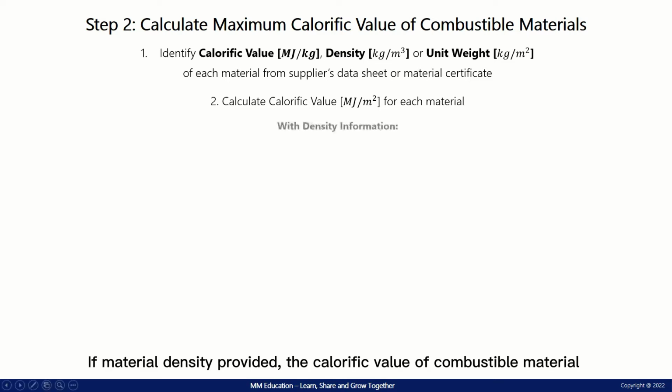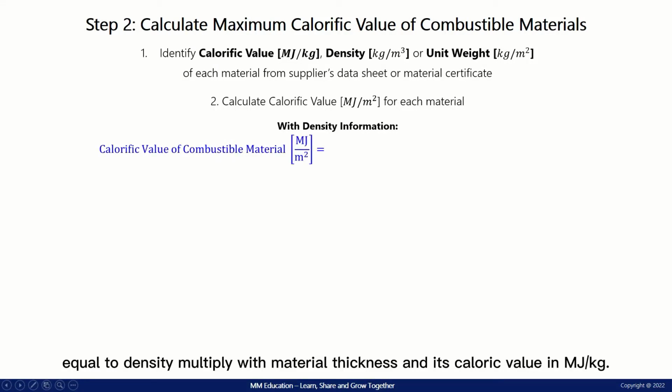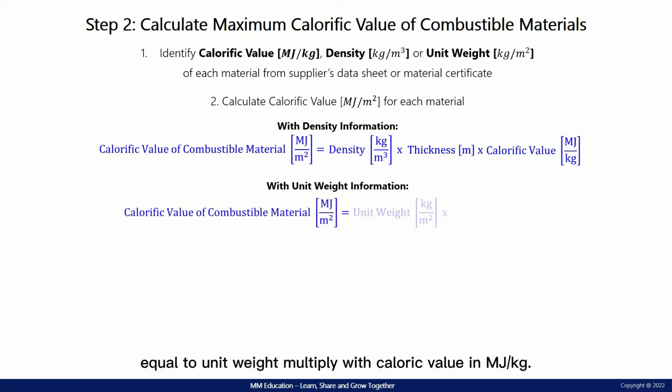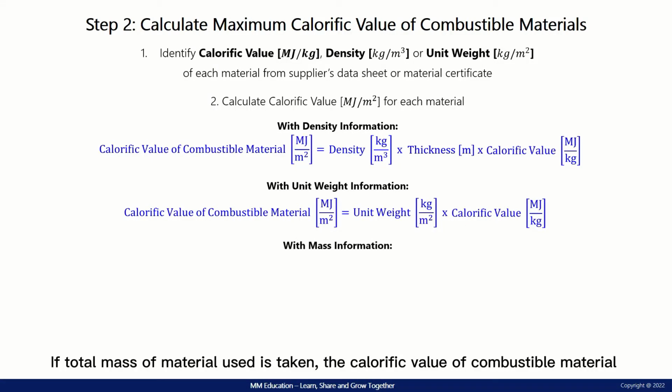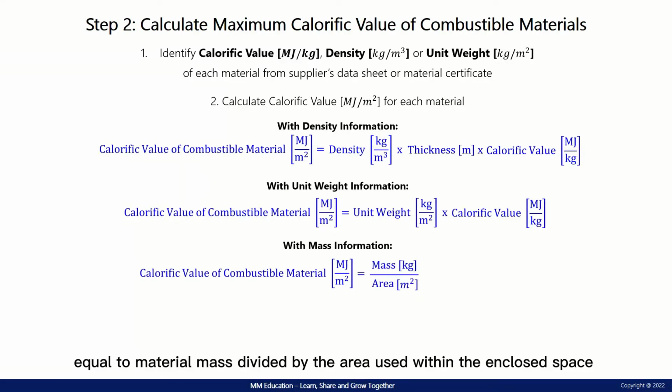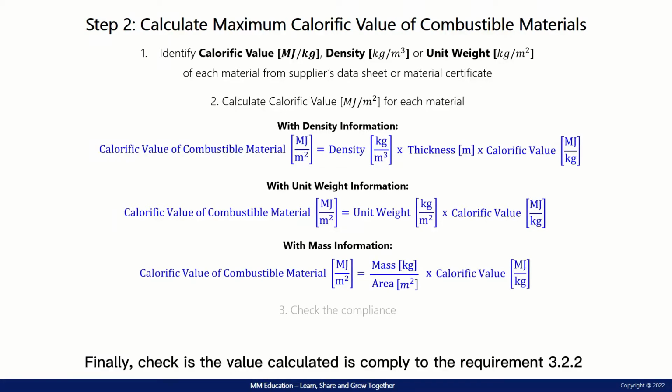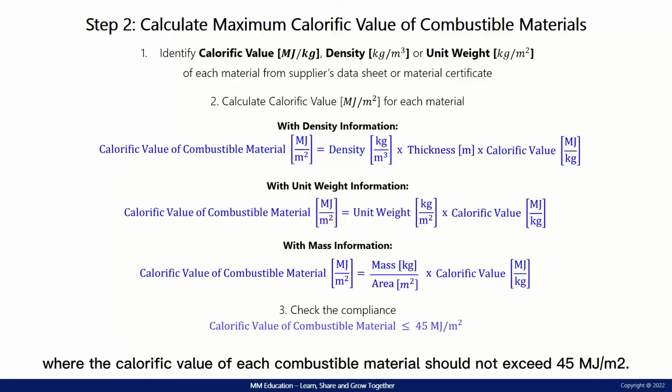If material density is provided, the calorific value of combustible material equals density multiplied by material thickness and its calorific value in megajoules per kilogram. If material unit weight is provided, the calorific value equals unit weight multiplied by the calorific value in megajoules per kilogram. If the total mass of material used is taken, the calorific value equals material mass divided by the area used within the enclosed space, multiplied by the calorific value in megajoules per kilogram. Finally, check if the calculated value complies with requirement 3.2.2, where the calorific value of each combustible material should not exceed 45 megajoules per meter square.